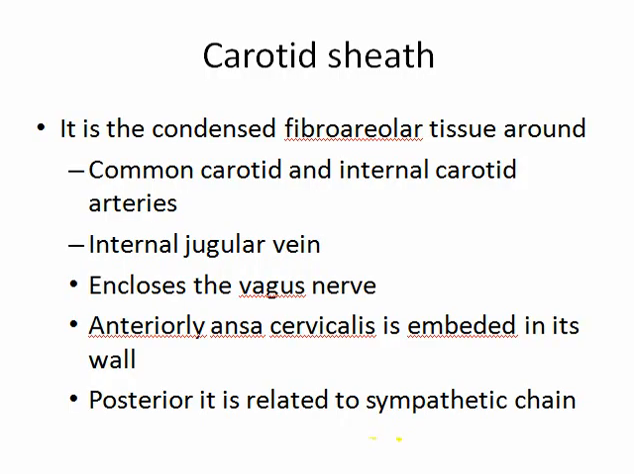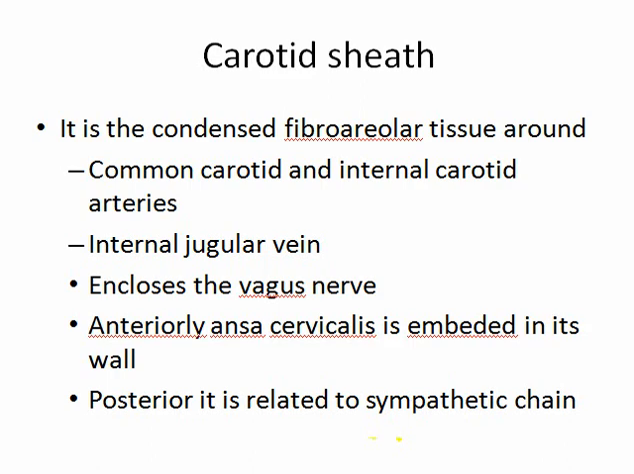So it contains the fibroalveolar tissue around the common carotid artery, internal carotid artery, and internal jugular vein. It also encloses the vagus nerve, and anteriorly the ansa cervicalis is embedded in its wall. Posteriorly, it is related to the sympathetic chain.